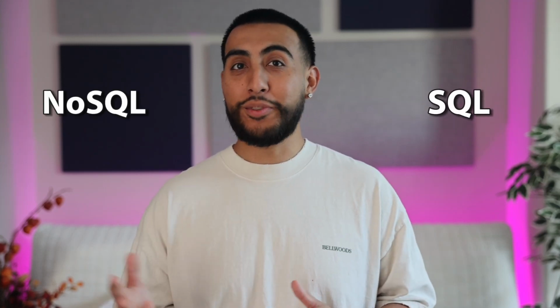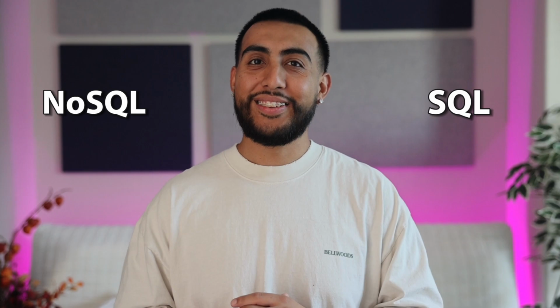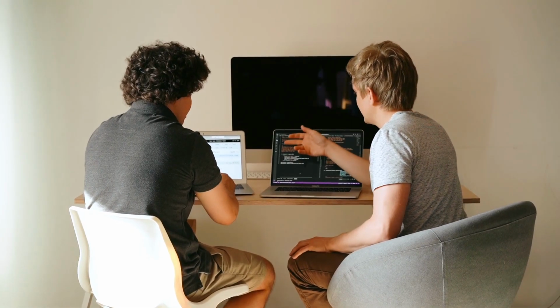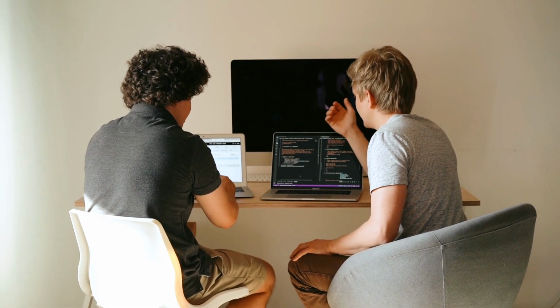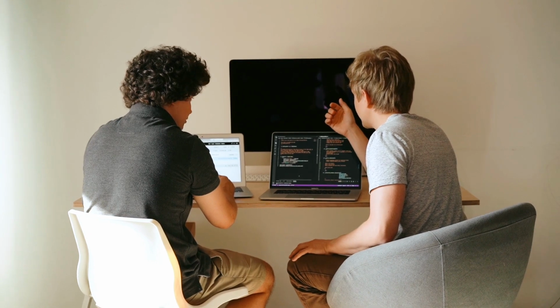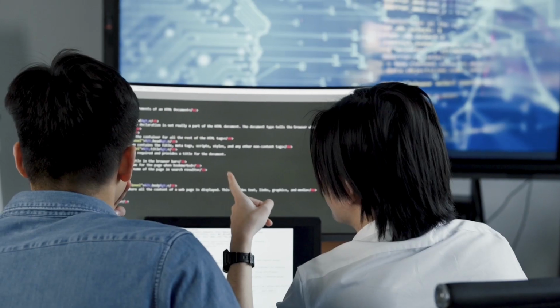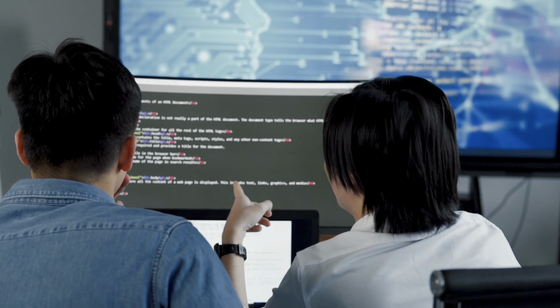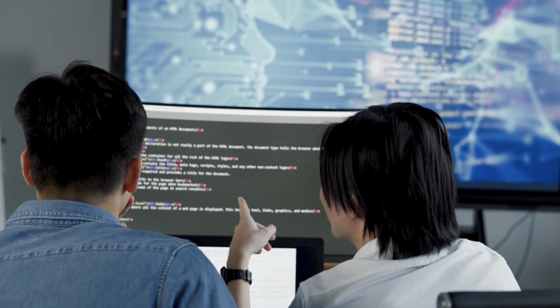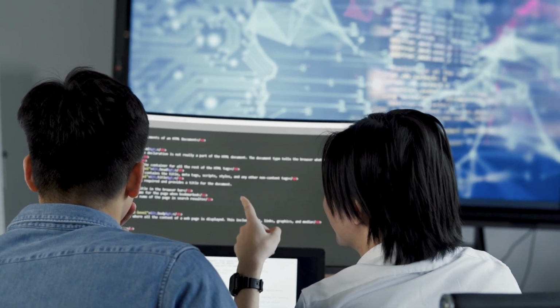What's the difference between a SQL and NoSQL database? Let's talk about it. Before diving into discussing SQL or NoSQL, let's first clarify what exactly is a database. To really understand databases, it's important to know the fundamental differences between data and databases.